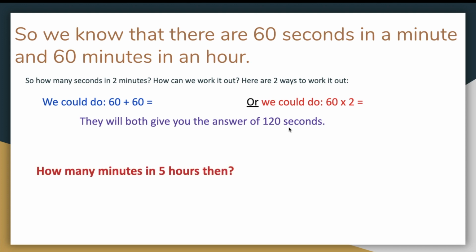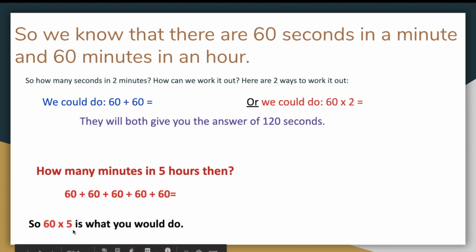What about how many minutes in 5 hours then? Well, we could do 60 plus 60 plus 60 plus 60 plus 60. And I'll show you a method for that shortly. Or we could do 60 times 5, which is what I would do. I know that 6 times 5 is 30. So if I did 60 times 5, that would equal 300.